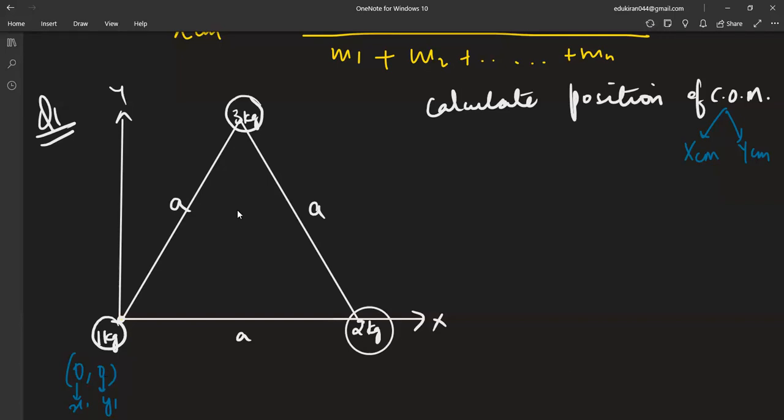Coming to 2. See, if this separation is given as A, and if I give you this point, and I'm asking you the coordinate, what is the y coordinate on the x-axis? Nothing. No value of y. So this y will be 0. What about x? The x value is given over this part.